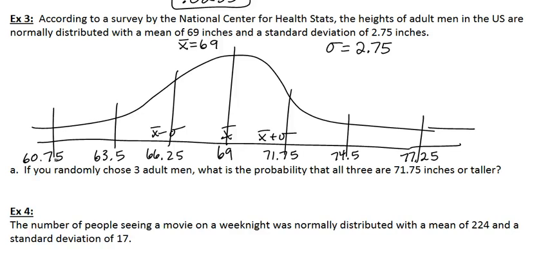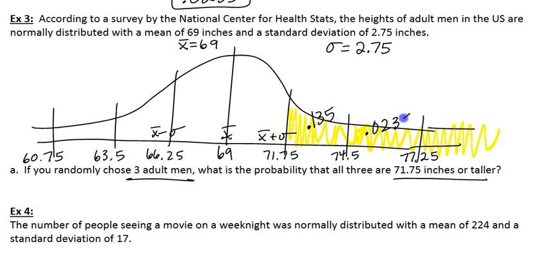All right, here's where it's going to get a little bit more challenging. It says if you randomly choose 3 adult men, what is the probability all three are 71.75 inches or taller? So first of all, what would be the probability one man is that height or taller? And if I look at my chart, that's 0.135, 0.0235, and 0.0015. And when I add those together, I get 0.16. So the probability is equal to 0.16.